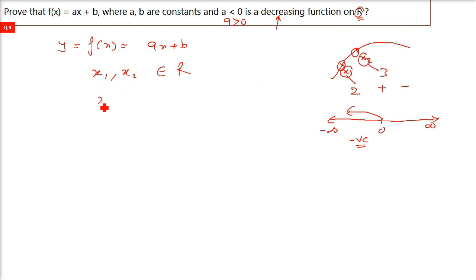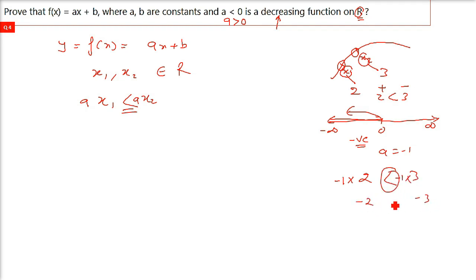Then the next thing is, x1 and x2 are such that x1 is less than x2. Now both sides we will multiply by a. But what will happen if I multiply by a? That is, if you have 2 less than 3, what about the less than sign if I multiply it with a number which is less than 0, which is negative? For example, I'm just taking an example, multiply it by negative 1, what will happen? This will be negative 2, this will be negative 3. The sign will change. Now negative 2 will be greater than negative 3.